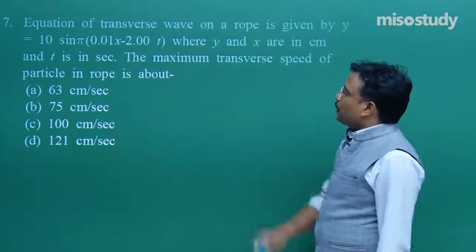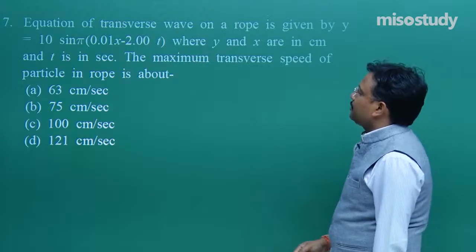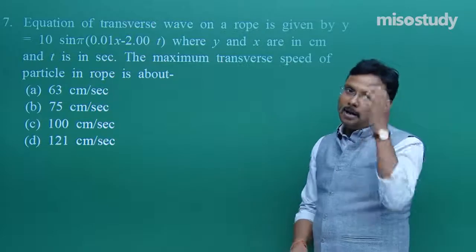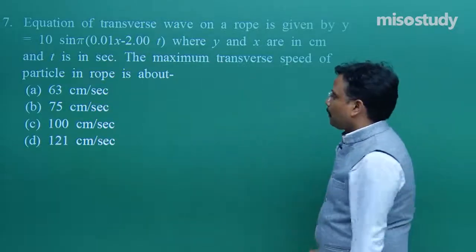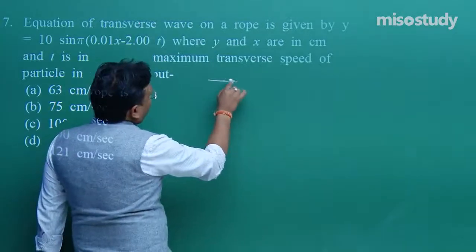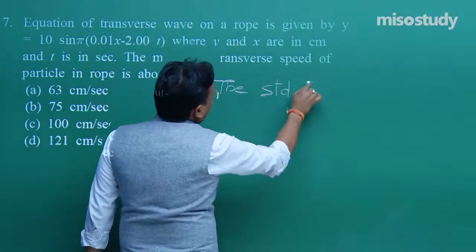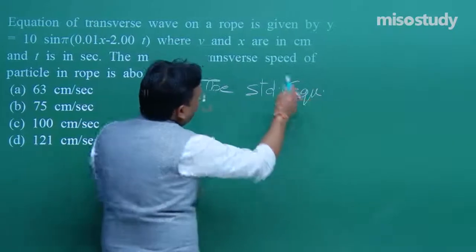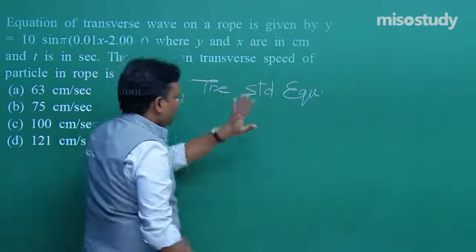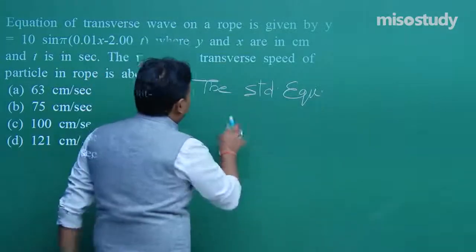Given by y is equal to this value, where y and x are in centimeter and t is in second. The maximum transverse speed of the particle in the rope is how much? Okay. Let me write down the standard equation. The standard equation, why I am writing just below this question, so that it is going to be present every time. Okay. For the time being, my head is hiding this amount of the question, but don't worry.